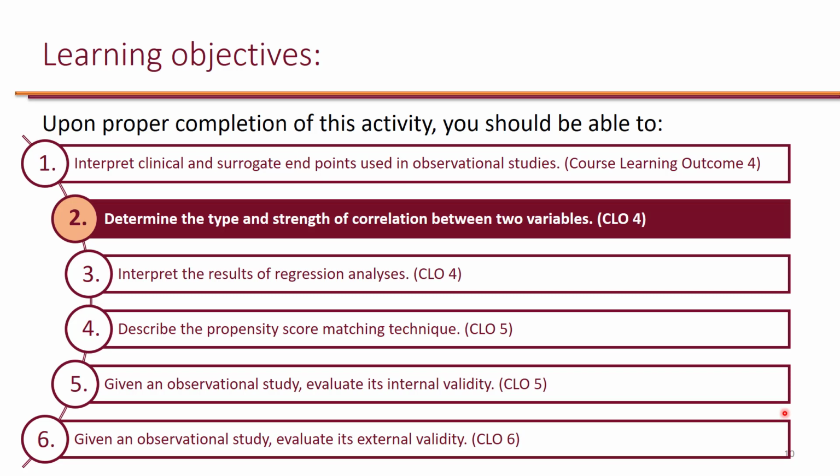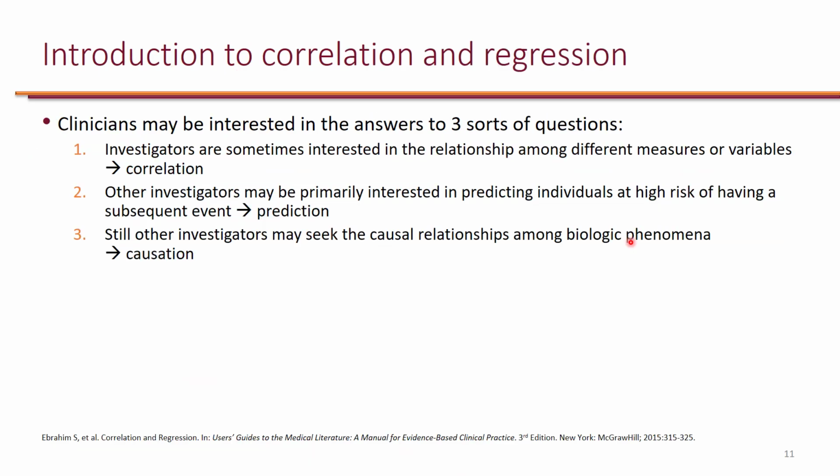We looked at interpreting endpoints of observational studies. Now, let's determine the type and strength of correlation between two variables, which is course learning outcome number 4 on the course syllabus. When it comes to clinical studies, clinicians are interested in 3 sorts of questions.